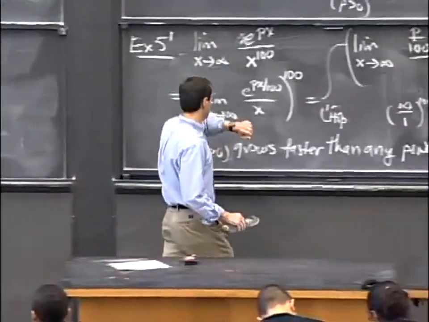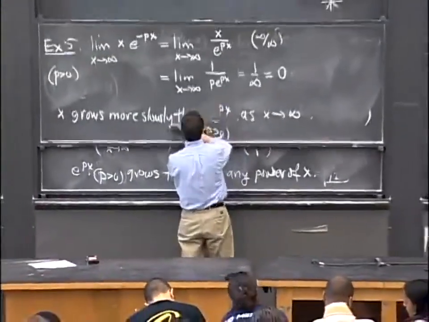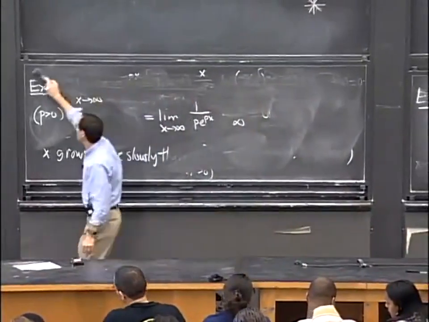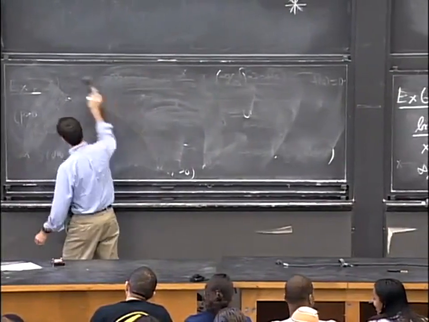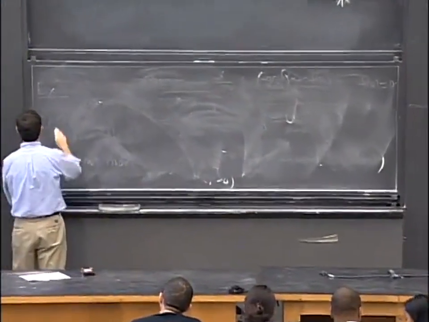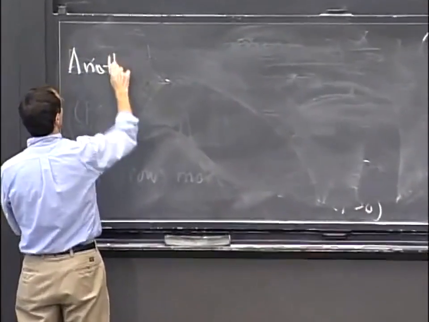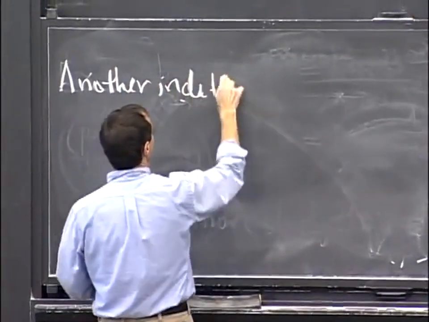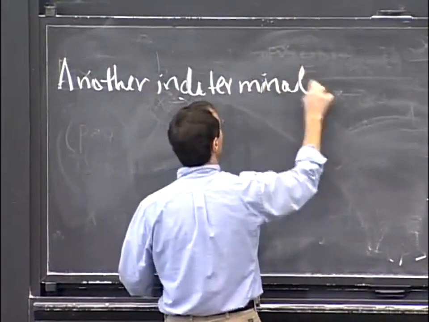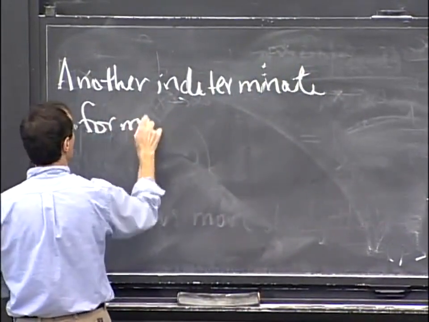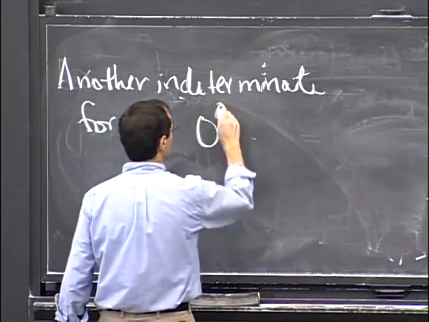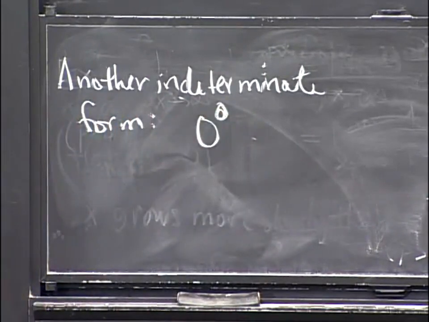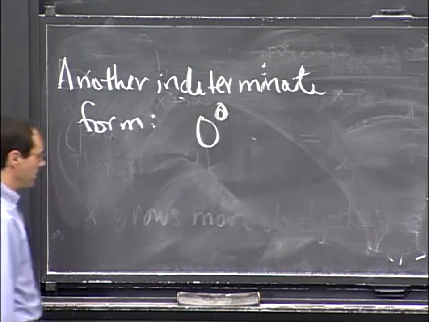Well, let me give you one more example here, which is just slightly trickier. So here's another indeterminate form. That's going to be 0 to the 0 power. There are lots of these things where you just don't know what to do, and they come out in various different ways.